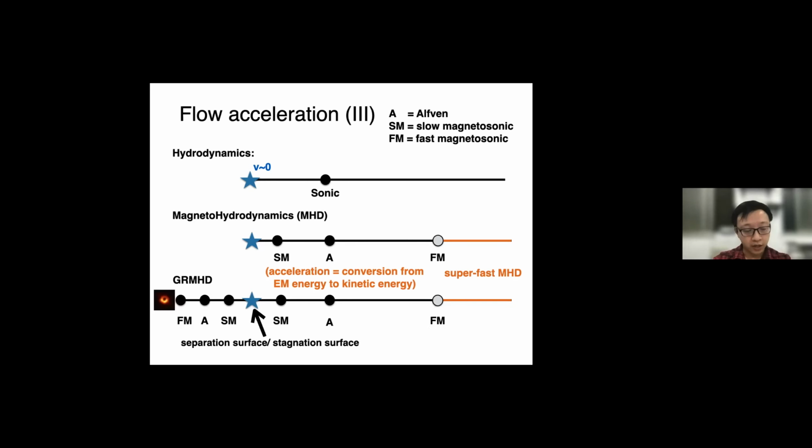Now, if we include the gravity effects, the whole story varies a little bit. If we imagine the flow moving along some specific field line, it will experience a magnetocentrifugal force outward and a gravity force inward. So actually, the outflow and inflow share the same field lines. And for both the outflow and inflow regions, there are 3 different characteristic points. The region where the velocity roughly equals 0, we call the separation surface or stagnation surface.